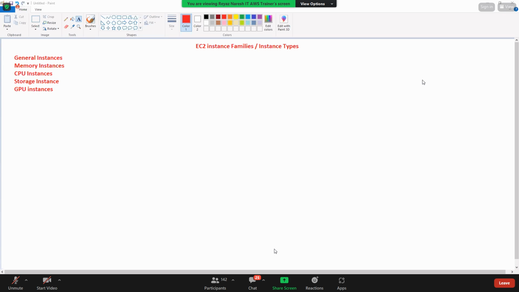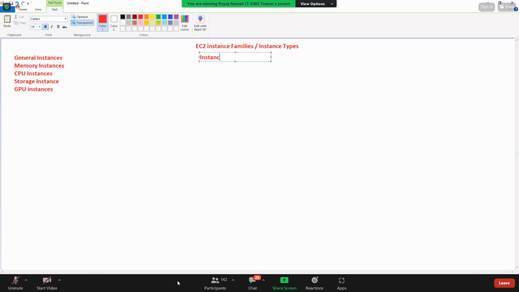Instance type is a very common word that we'll be using in EC2. What is that? Instance type. This instance type will come with the combination of your CPU and memory.